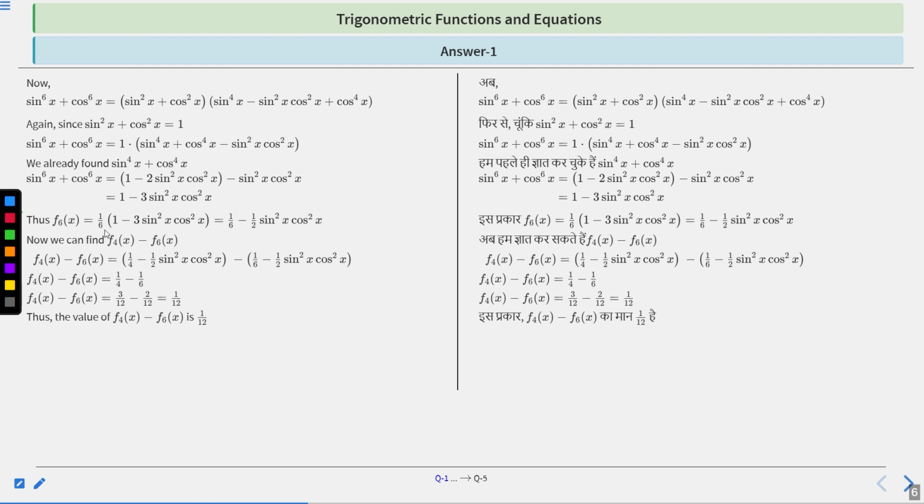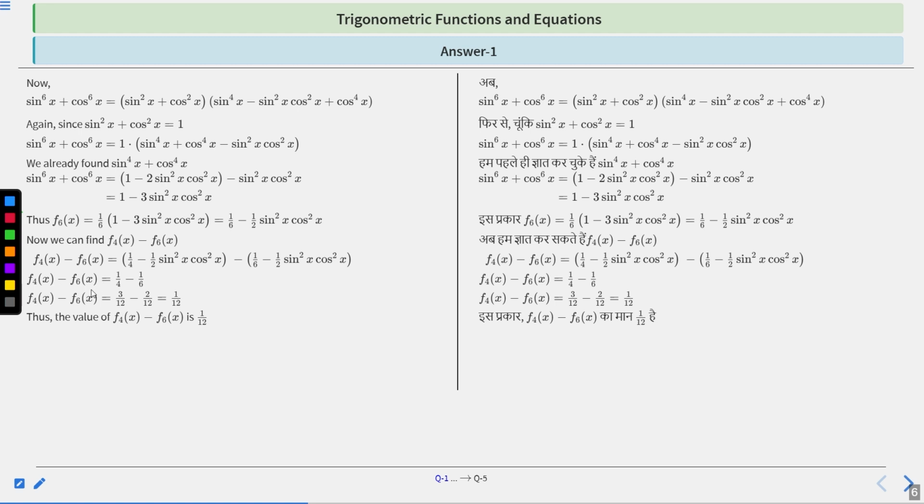Thus, f6x is equal to 1 by 6 times (1 minus 3 sin square x cos square x), which is equal to 1 by 6 minus 1 by 2 sin square x cos square x. Now we can find f4x minus f6x, and f4x minus f6x is equal to (1 by 4 minus 1 by 2 sin square x cos square x) minus (1 by 6 minus 1 by 2 sin square x cos square x).